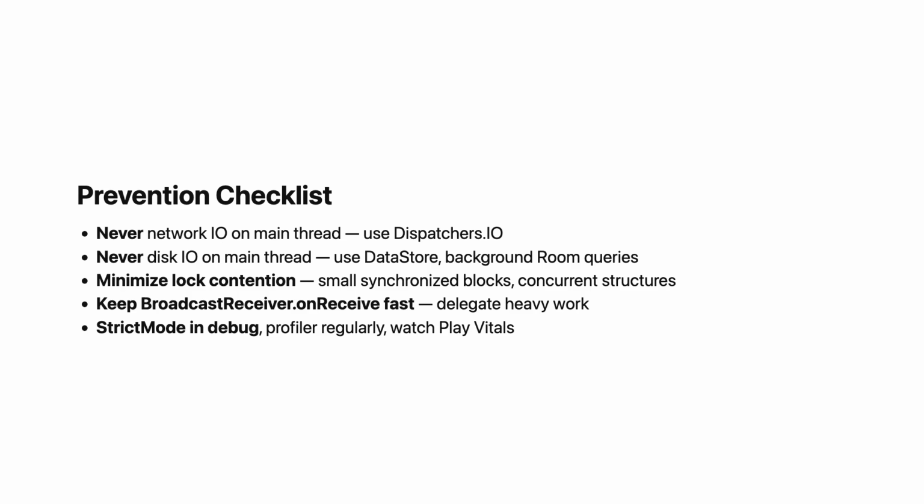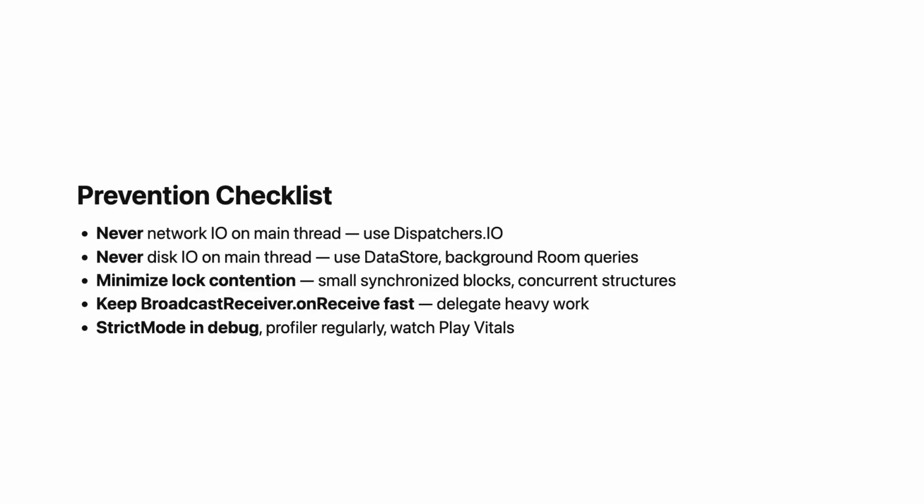Let me give you a concrete prevention checklist. 1. Never do network I/O on the main thread. Always use a coroutine with Dispatchers.IO or an async HTTP library. 2. Never do disk I/O on the main thread. Use DataStore instead of SharedPreferences and make sure Room queries run on the background dispatcher. 3. Minimize lock contention. If you must use synchronized blocks, keep them as small as possible and never hold a lock while doing slow work. Consider using concurrent data structures instead of synchronizing.